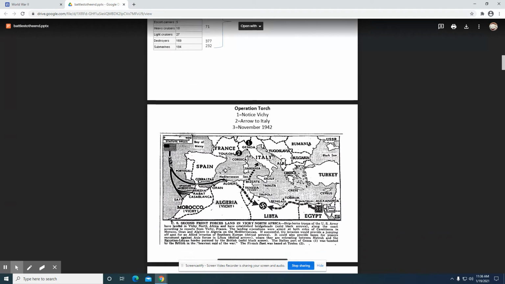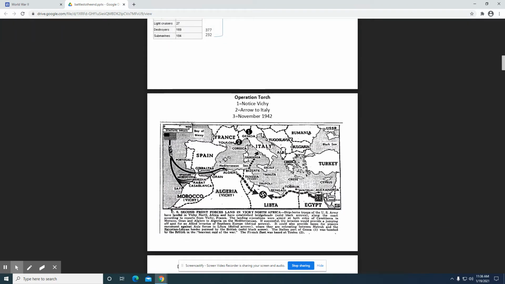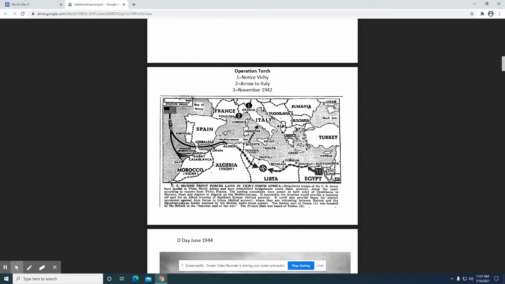So for the most part, what you want to do is each slide has an operation or battle, and you want to be able to know the significance. For the European front, we want to look at Operation Overlord, which seems to be the overall strategy, and it is a combination of a series of things that have to go correct and a series of battles that have to be successful. So the first one we're looking at here is Operation Torch.